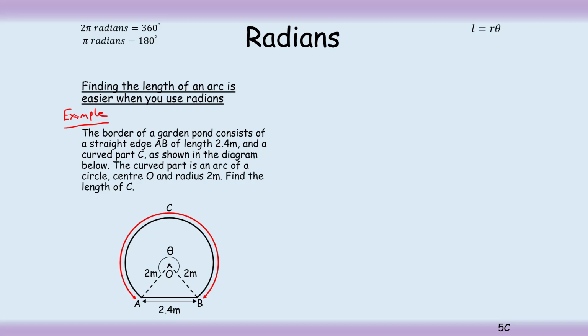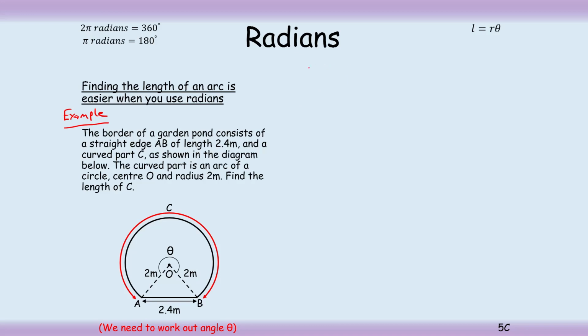In order to find the length of C, we can use our formula, r theta. We know what the radius is, but we don't know what theta is. So we need to find what is the angle theta. If we work out the angle theta, then we're okay. Now, we've got enough information here in this triangle to work the angle out. We've got the length of the sides, 2 meters, and we've got this length here. Now we can use SOHCAHTOA for right angle triangles.